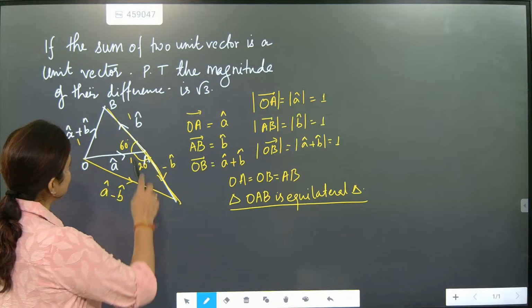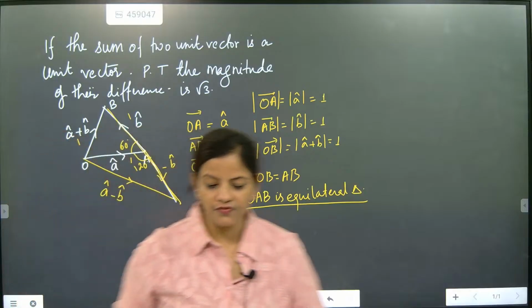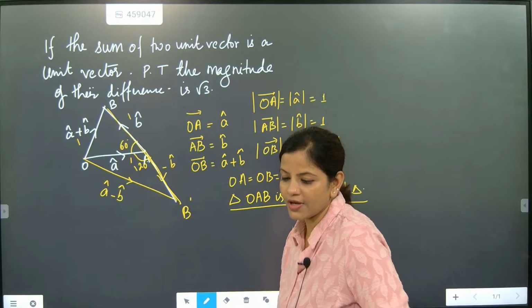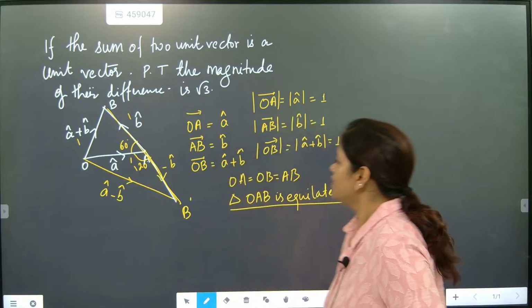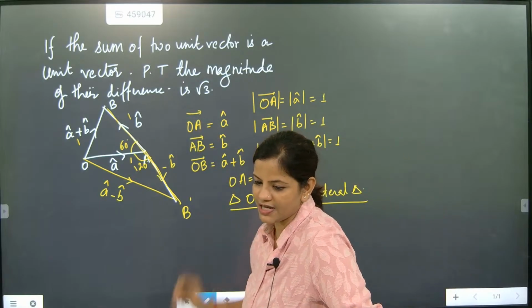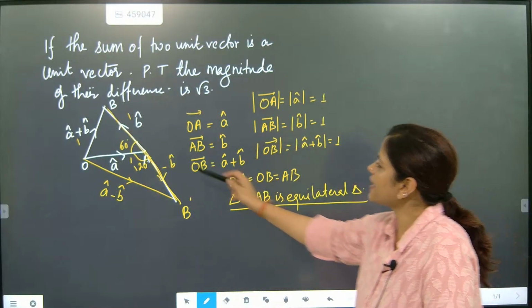Now this section, when you are writing, we will write it as B dash. So now look here, this is B vector, B, and this part will become B dash. So this is exactly 120.